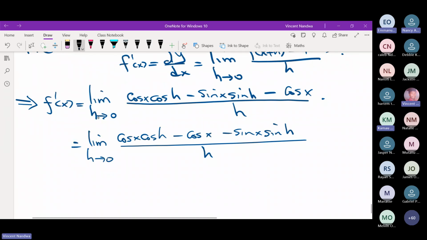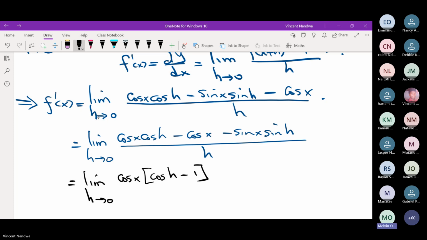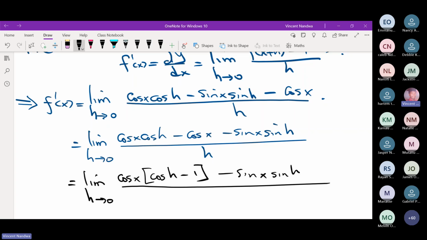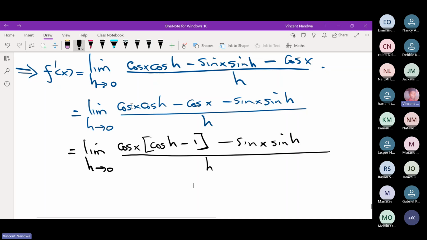Factor out common factors. Factor out cosine x, correct? So we'll have the limit as h approaches 0 of cosine of x into cos h minus 1, minus sin x sin h, everything divided by h. Then what follows? Make it into two different fractions. Yeah, we divide each part by h.